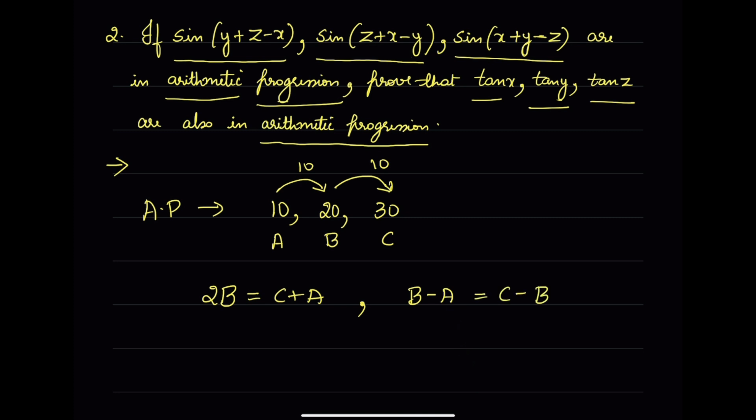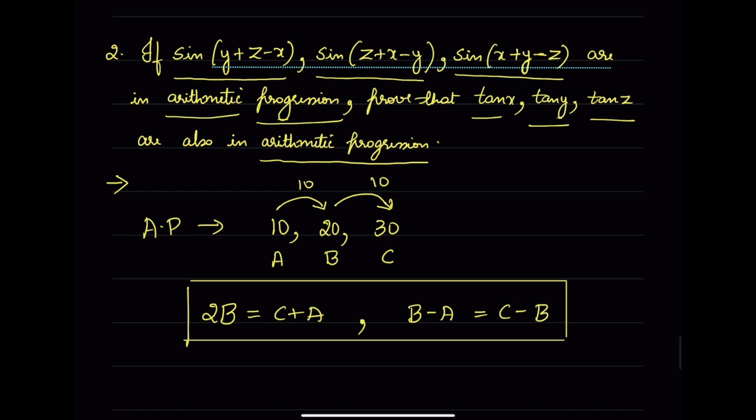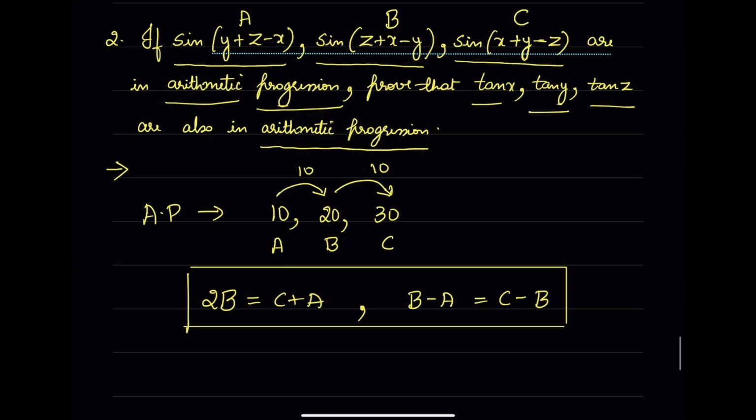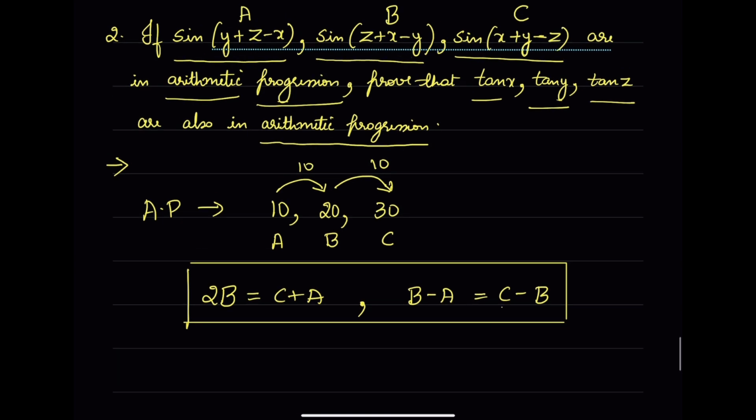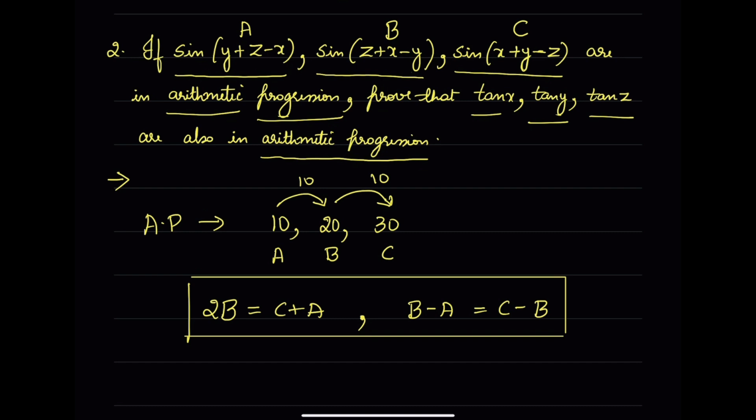So B minus A is 20 minus 10, which is 10, is equal to 30 minus 20, which is also equal to 10. So these two are the important things we have to understand in arithmetic progression. Now let's apply this in the question. So let's consider the first term as A, the second term as B, and the third term as C. So we will apply B minus A is equal to C minus B to this question. Let's do that now.